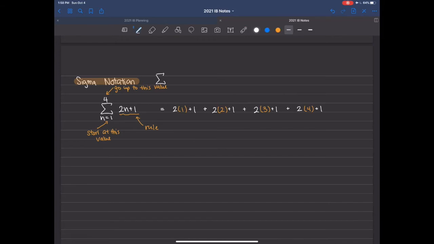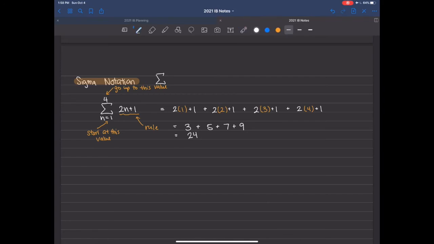So if we wanted to compute this sigma, in our first block, 2 times 1 plus 2 is 3. When n equals 2, 2 times 2 plus 1 is 5. When n is 3, we've got 7 and then 9. So adding all those numbers up, 3 plus 5 is 8, plus 7 is 15, plus 9 is 24. And so this expression is equal to 24.